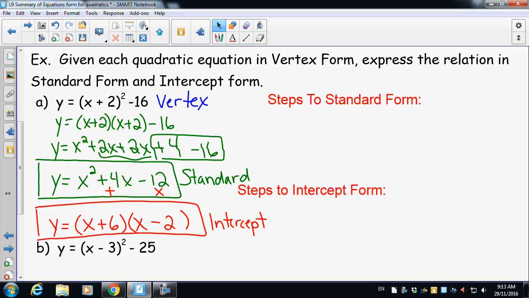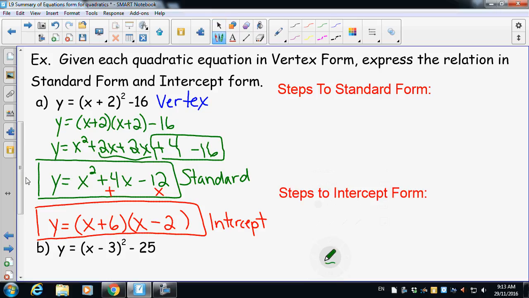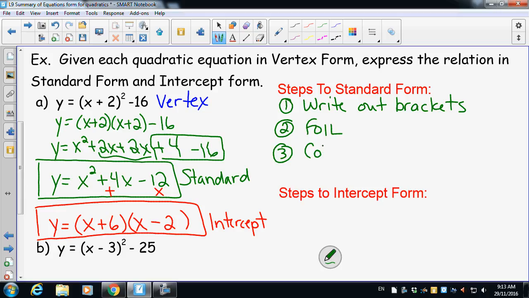So my steps to change between. If I want to go from vertex to standard form, the first thing I do is write out my brackets. Second thing I do is FOIL. Third thing I do is collect my like terms. And then I've got it in standard form.